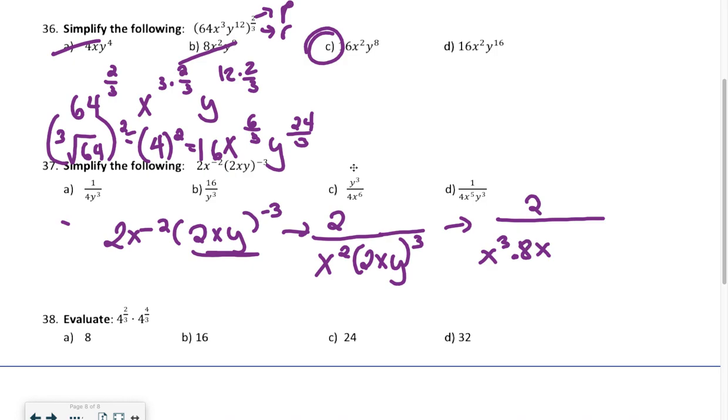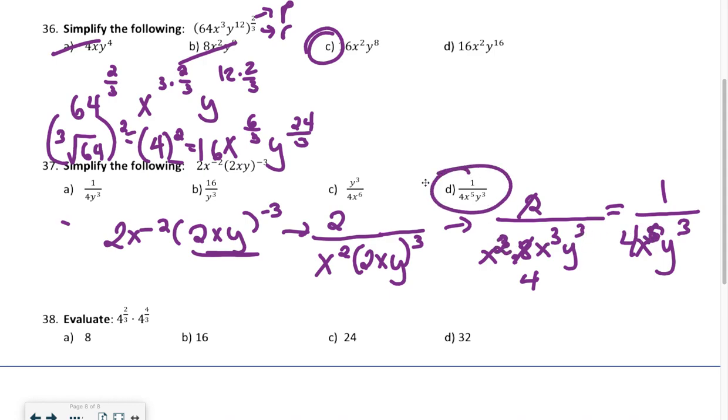2 to the 3 is 8, x to the 3 would be x cubed, and y to the 3 is y cubed. The 2 over 8 will reduce to a 4 on the bottom. Don't remove that 1 on top, because remember, this is really 1/4. X to the 3 times x to the 3 is x to the 6. Remember, the rule there is to add your exponents, and y cubed. I keep writing this the wrong number. Sorry, that's 5. Choice D.